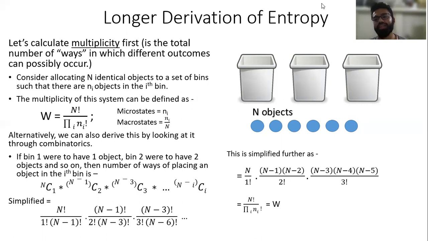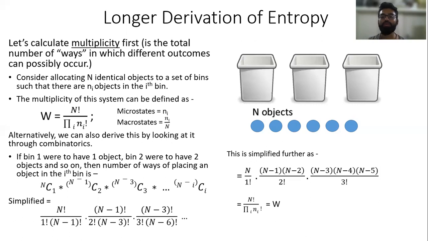The number of ways in which we can allocate objects to the ith bin is essentially NC1. A very quick segue: N choose K is how we look at combinatorics. We have n objects, and you're going to choose k objects from those n objects, and the definition to calculate it is n factorial over k factorial times n minus k factorial.